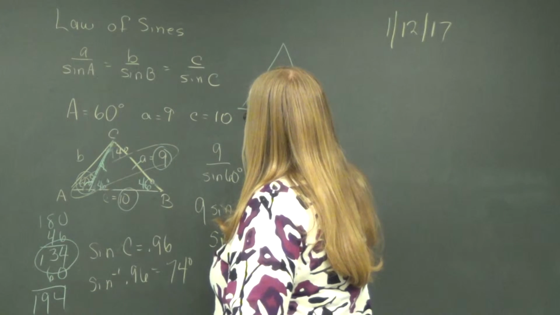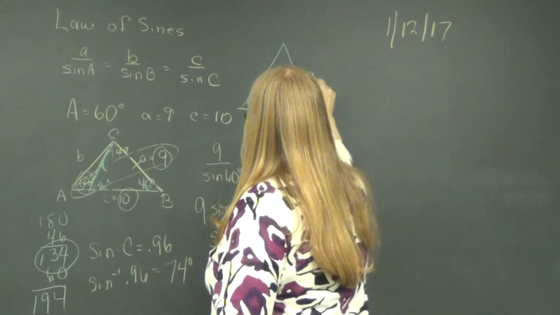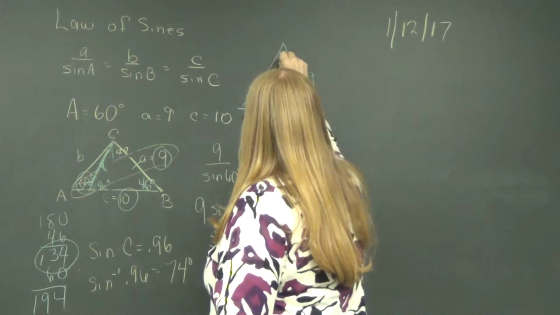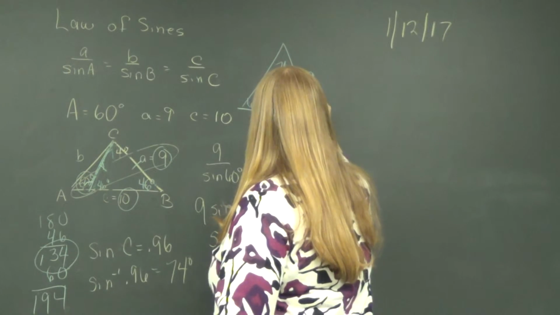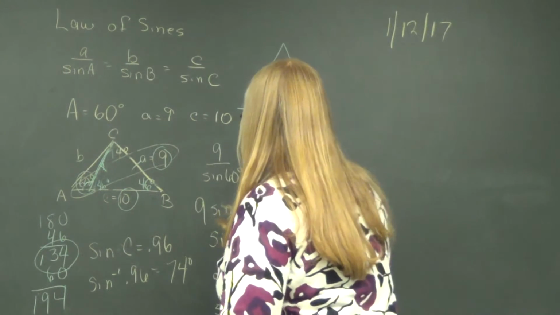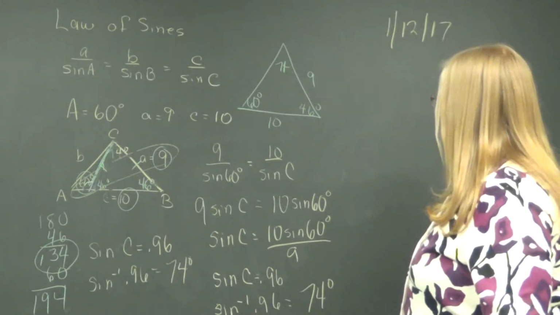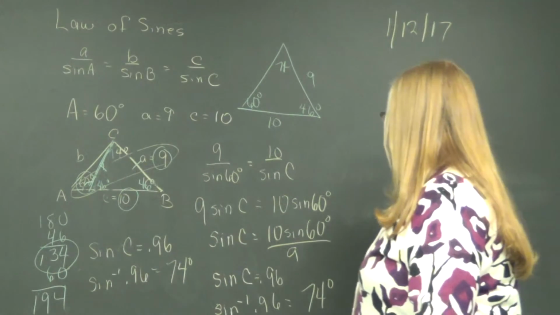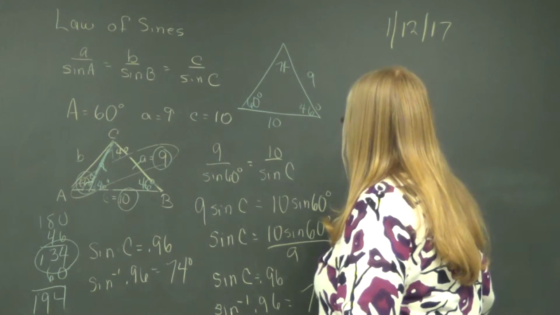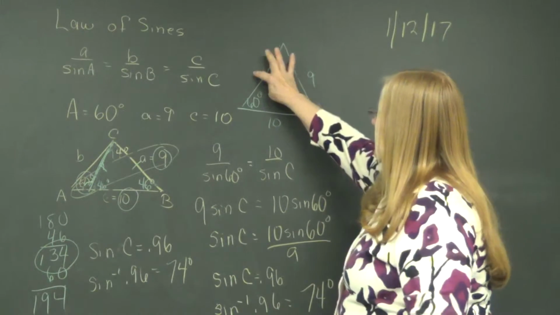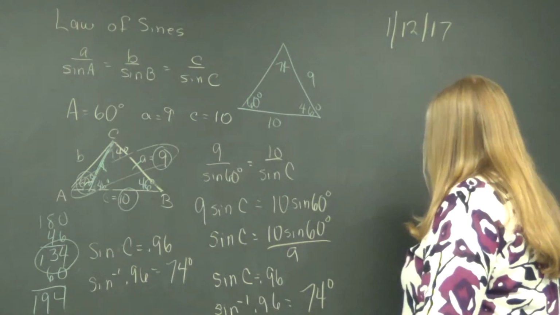We have 60 degrees was given, 9 and 10, and we calculated 74 and 46. Did we do B yet? Little b? Little b. No, we didn't. All right, let me make some room and I'll do little b. So we have one more spot to calculate.